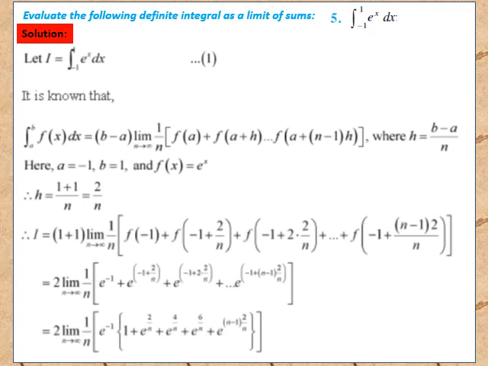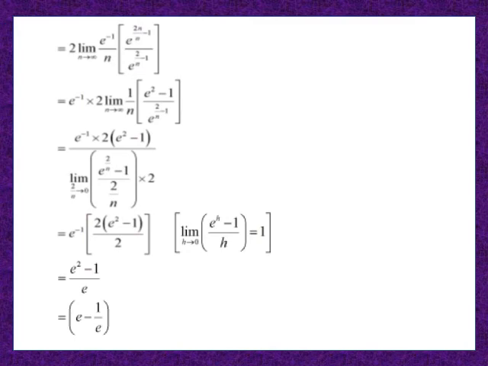Clear? So applying the property of limit, we'll get 2 limit n tends to infinity e power -1 upon n. We have used the sum of a GP, which we have learned in grade 11th. So it is 2 limit n tends to infinity e power -1 upon n, e power 2 minus 1 upon e power 2 upon n minus 1. So e power -1 is a constant, so taking that out of the limit, we will get e power -1 into 2 limit n tends to infinity 1 upon n, e square minus 1 upon e power 2 upon n minus 1.